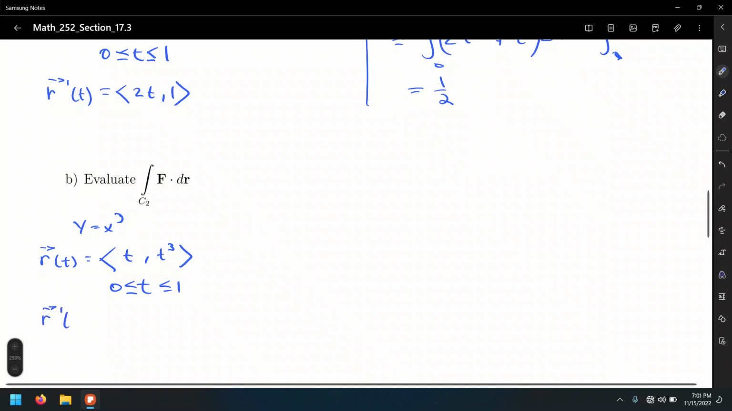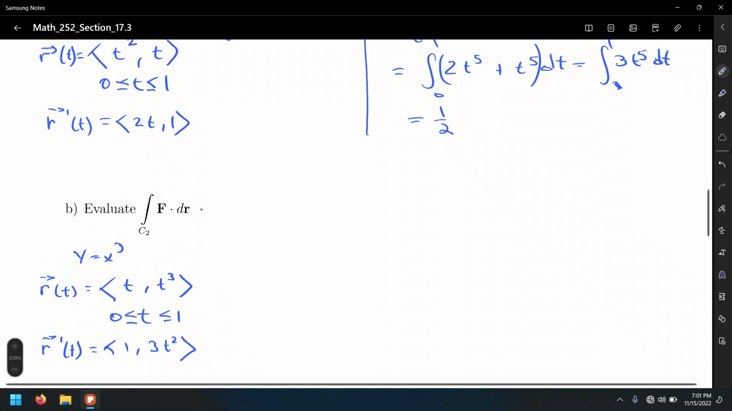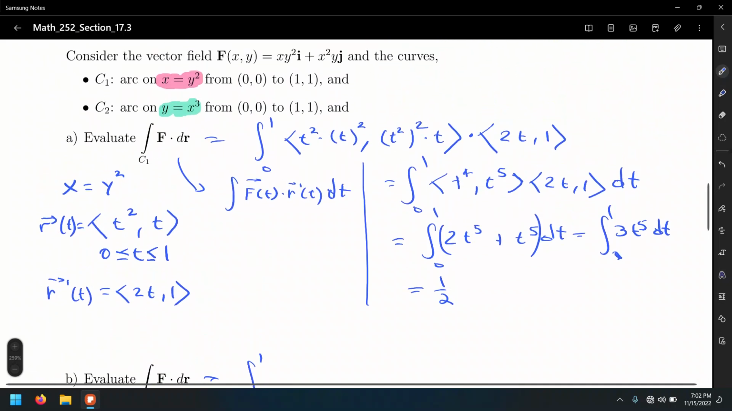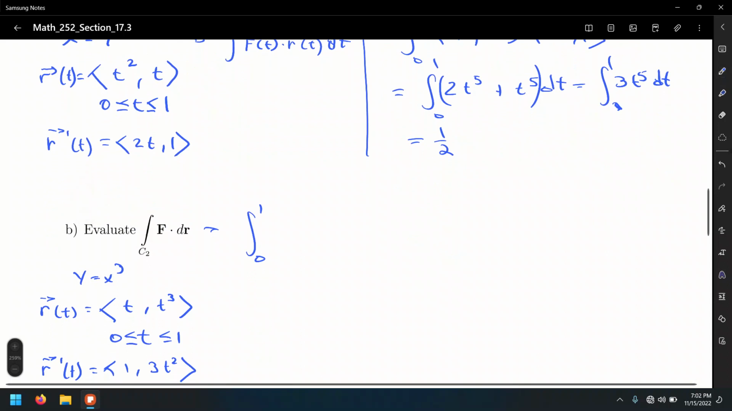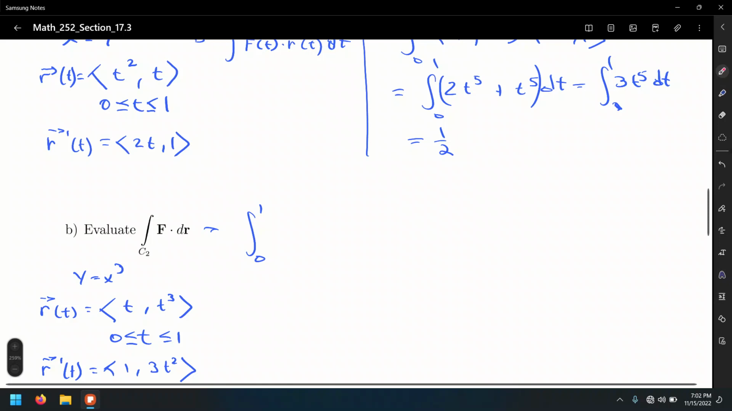Find the derivative. That's 1 comma 3t squared. And I guess we're ready to evaluate the integral. Now be careful when substituting. So that's the integral from 0 to 1. And I think I'd better write the vector valued function again. Let me write it at the top. You guys have it on the paper. That's xy squared comma x squared y.